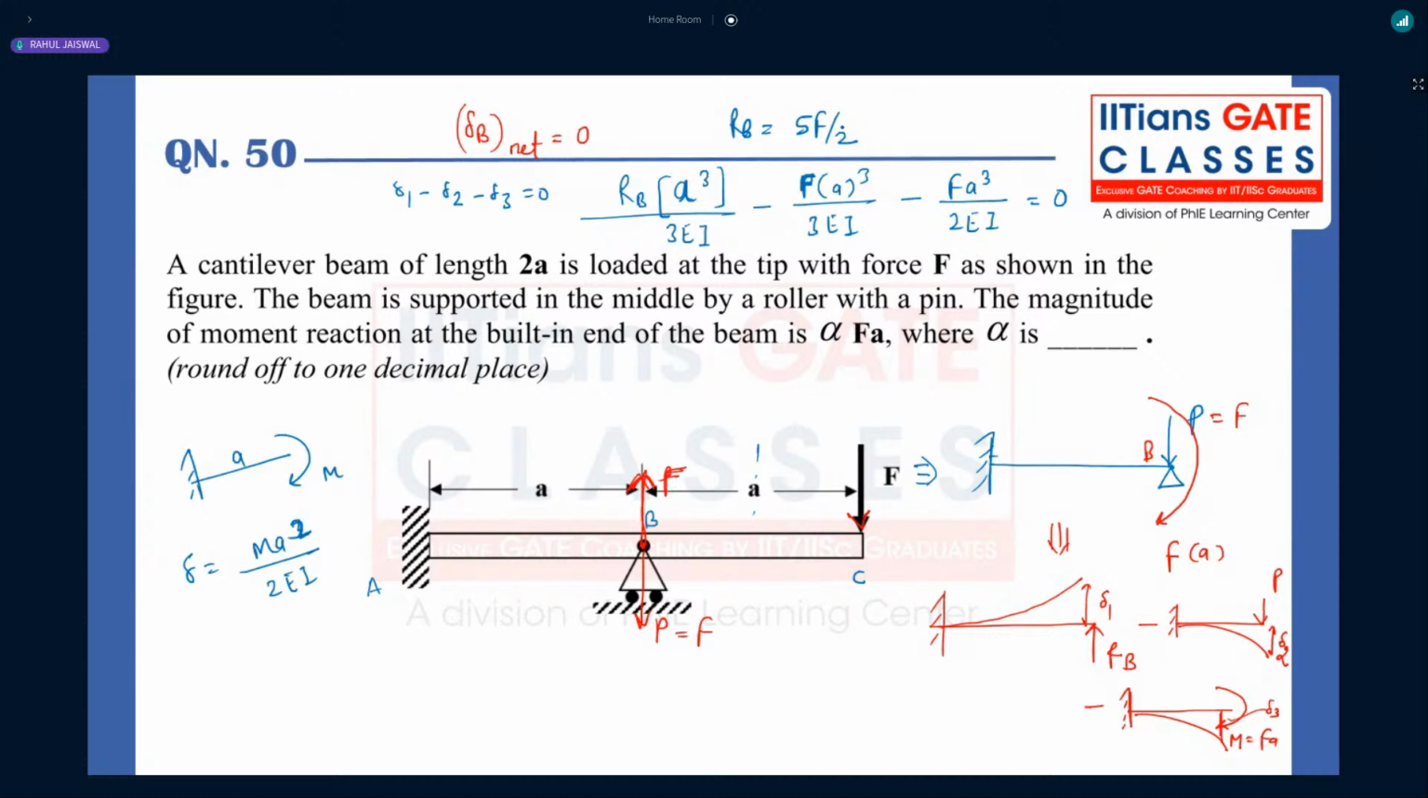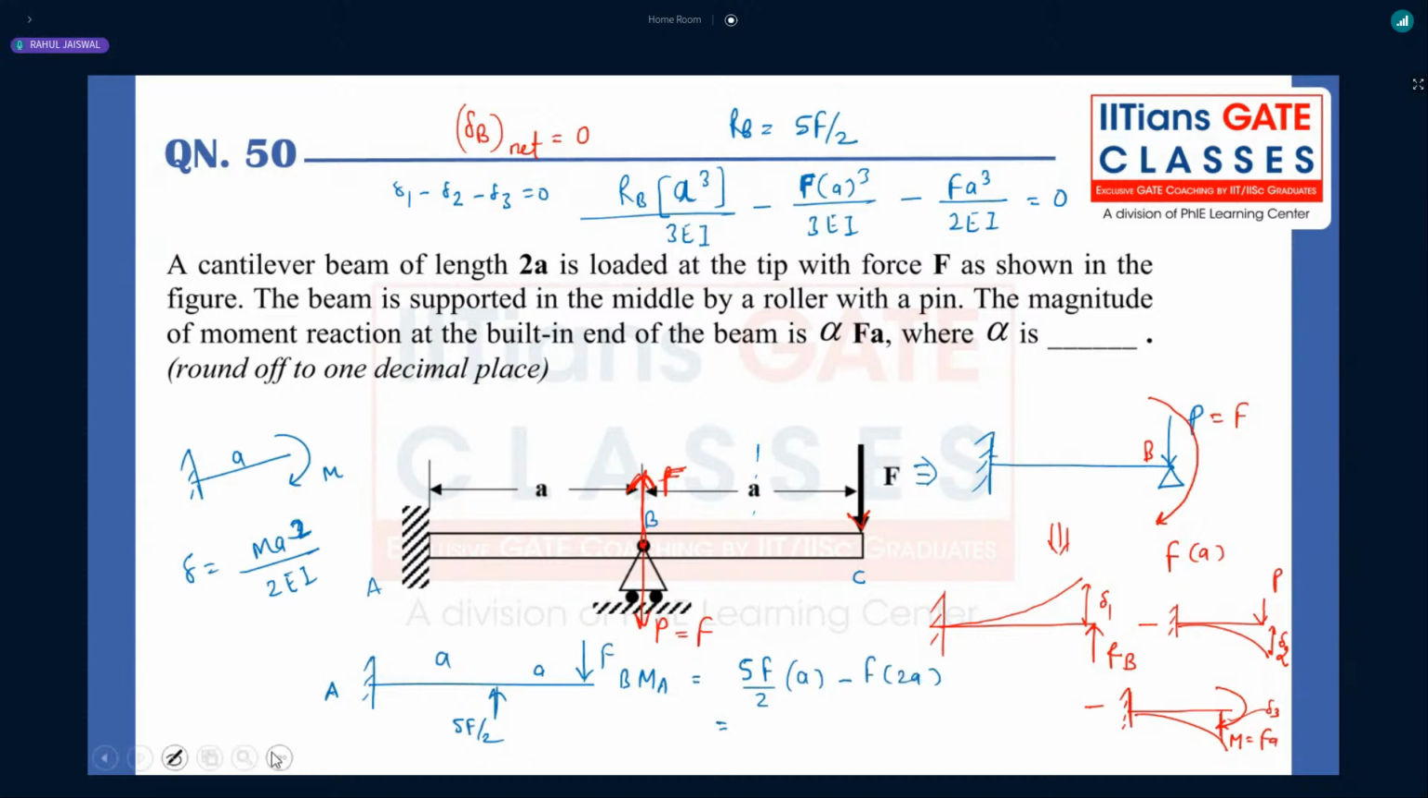So once you get the RB value, now you know the RB value, right? So this cantilever beam, we know that this is 5F by 2. This is F. So what is the moment about A point? Bending moment about A point? 5F by 2, that will be sagging bending moment. So 5F by 2 into A minus F into 2A.